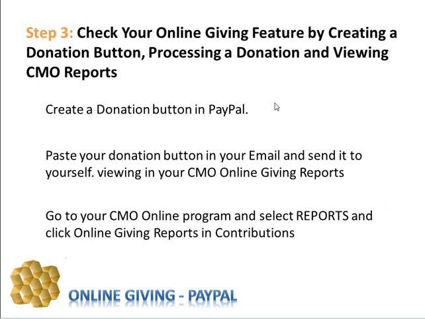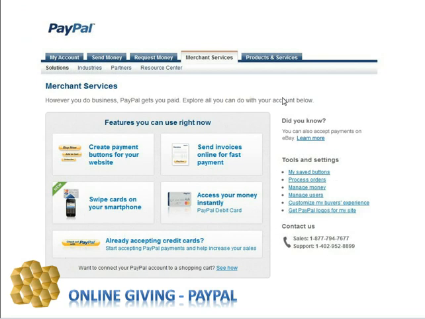So what we're going to do first of all is create an online button or a payment button. To do that, what you'll do is go back into PayPal, and this time under the main tabs up here, you came in under My Account. What you want to do now is go to Merchant Services.